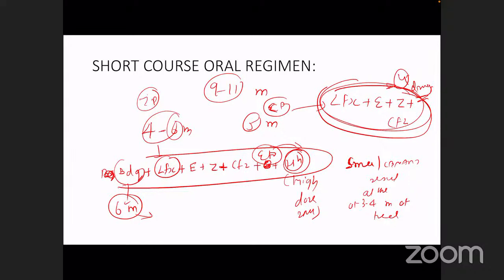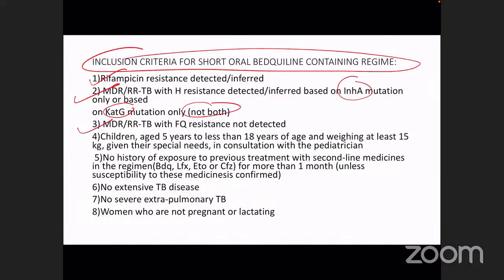Now this is very important. Where you should use this regimen. This is very clear. I just told you either INH or CATG, not both. This is also very clear. I just told you no resistance to fluoroquinolones. And it is not recommended for less than 5 years. Above 5 years to 18 years, you can still use after consultation with a pediatrician, but less than 5, it is not recommended.